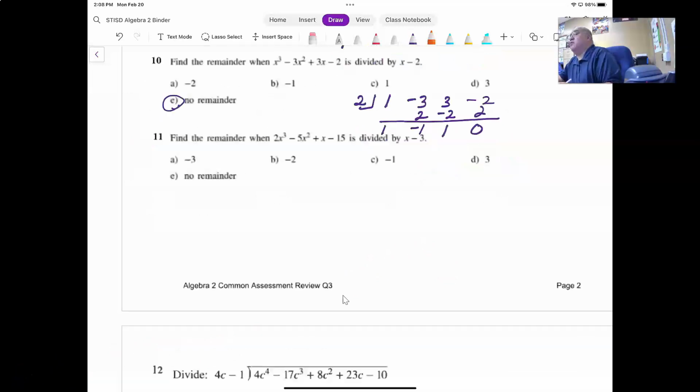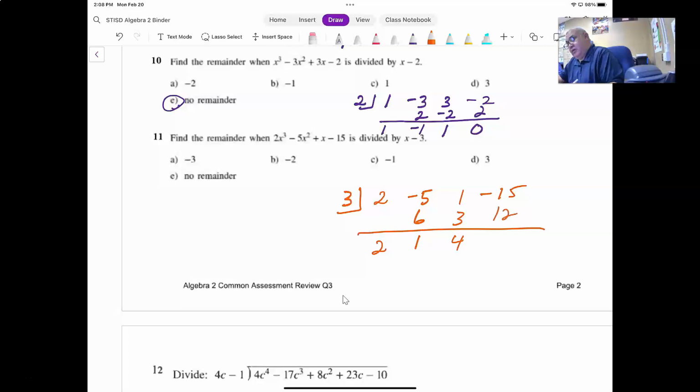So we're going to find the remainder. So we have 3, and then we have 2, negative 5, 1, negative 15. Bring down the 2. 3 times 2 is 6. Negative 5 plus 6 is 1. 3 times 1 is 3. 1 plus 3 is 4. 2 times 4 is 12. Negative 15 plus 12 is negative 3. So your remainder is negative 3.